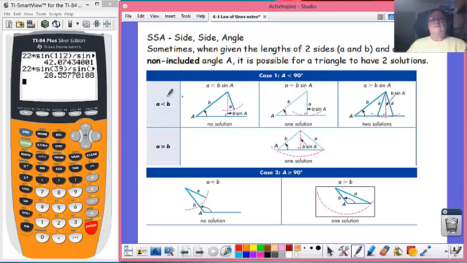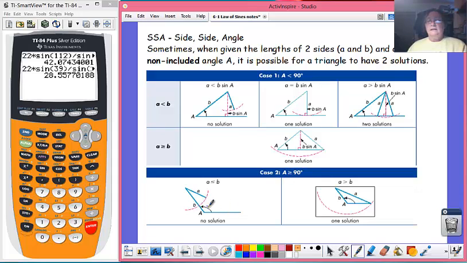So if we start out with an acute angle A, the angle that's given, and we have a side length A less than B, then it's possible for us to have 0, 1, or 2 solutions to our triangle. If, however, we start with an acute angle A and A is greater than or equal to B, only one solution is possible. The other case, the second case, is if A is not an acute angle.